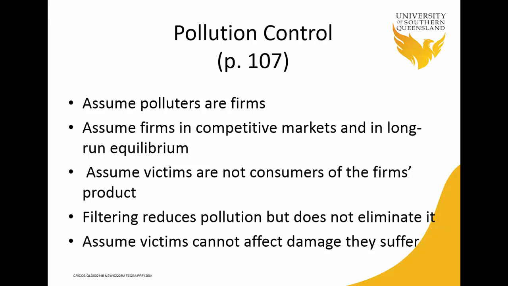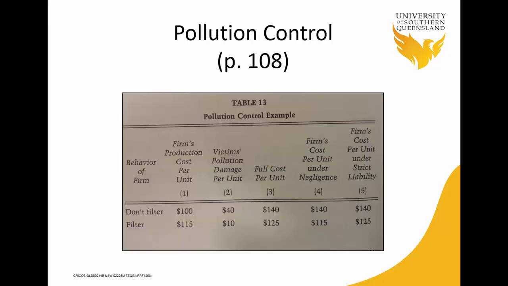Now filtering, we assume that filtering reduces pollution but will not eliminate the pollution, and we'll assume first to start with that victims cannot affect the damages that they suffer. They can't do anything, like buying dryers for example. Okay, they can't do anything to affect the damage that they suffer. Later on we will relax this assumption. So our table on page 108, table 13, sets up our example for this chapter.